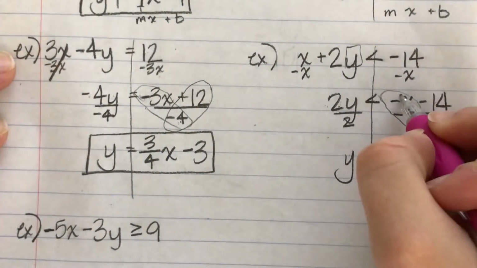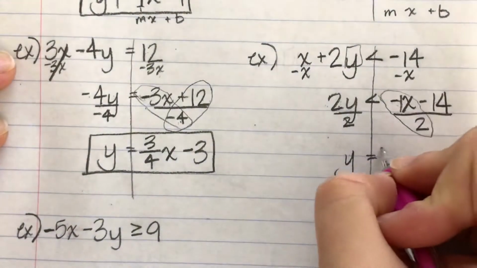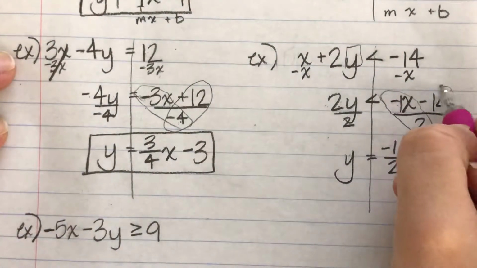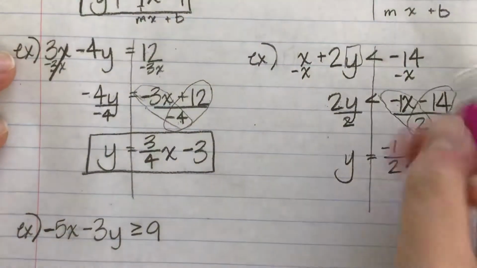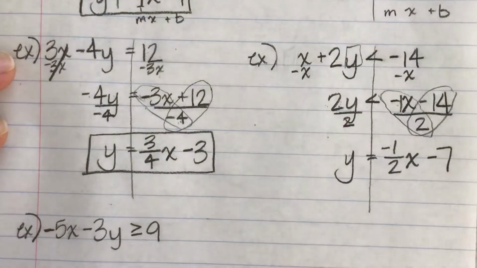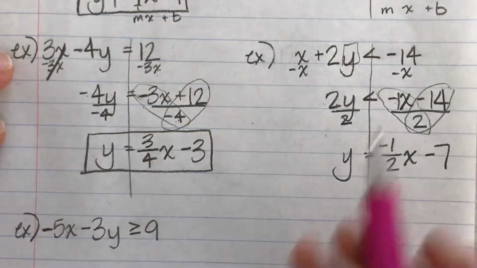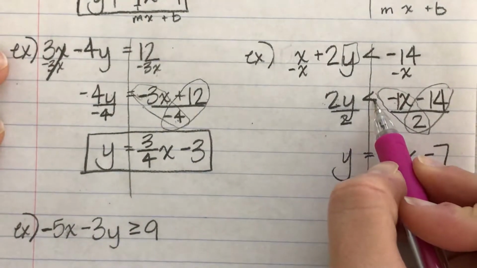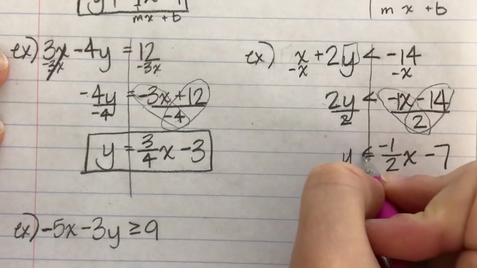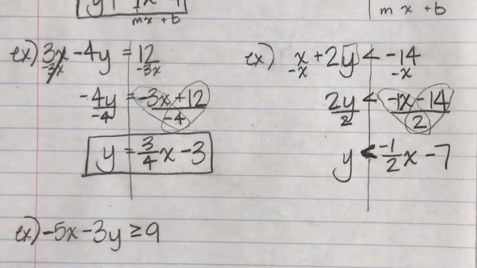I know I can always put a 1 in front of a variable. Oh, so negative 1/2 x. And then negative 14 divided by 2 gives me negative 7. Oh, notice what I did. I made this mistake. I can pretend I did it on purpose, but I didn't. A lot of y'all do this. Your inequality suddenly changes to an equation. I want to be super mindful of the fact that that is an inequality because it changes my graphing a little bit.